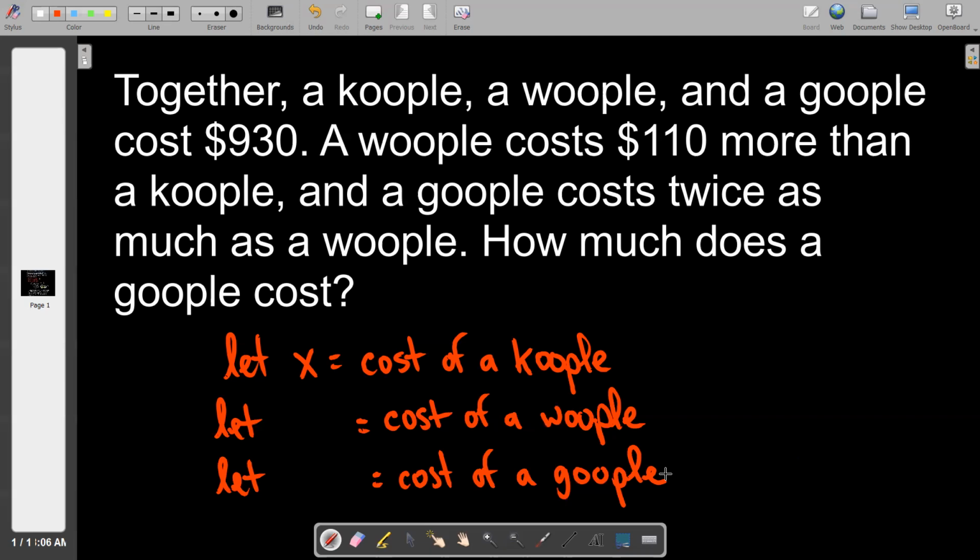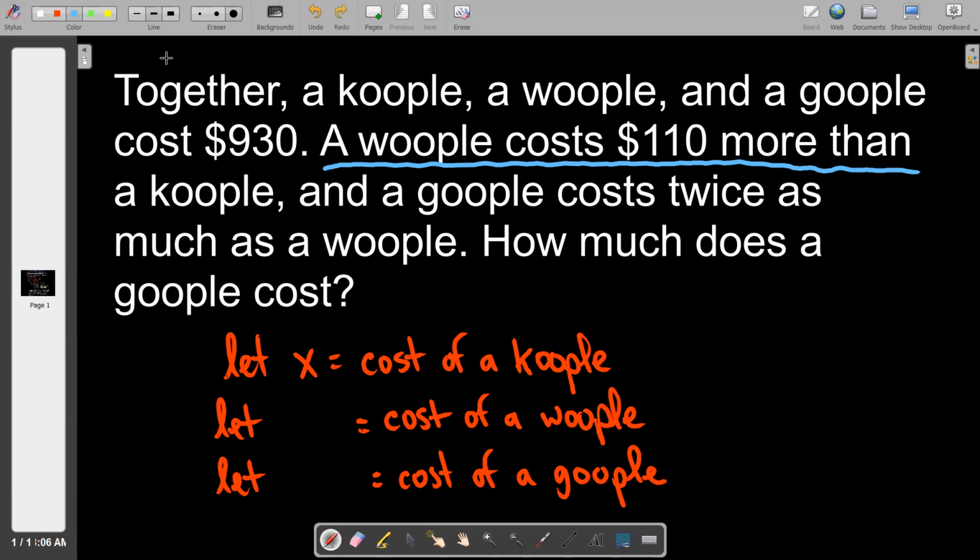So the first description given, I'll underline it in blue for you, is right here, that a Whoople is 110 more than a Coople. So can we write a description for the Whoople? What's it going to be, Tegan?